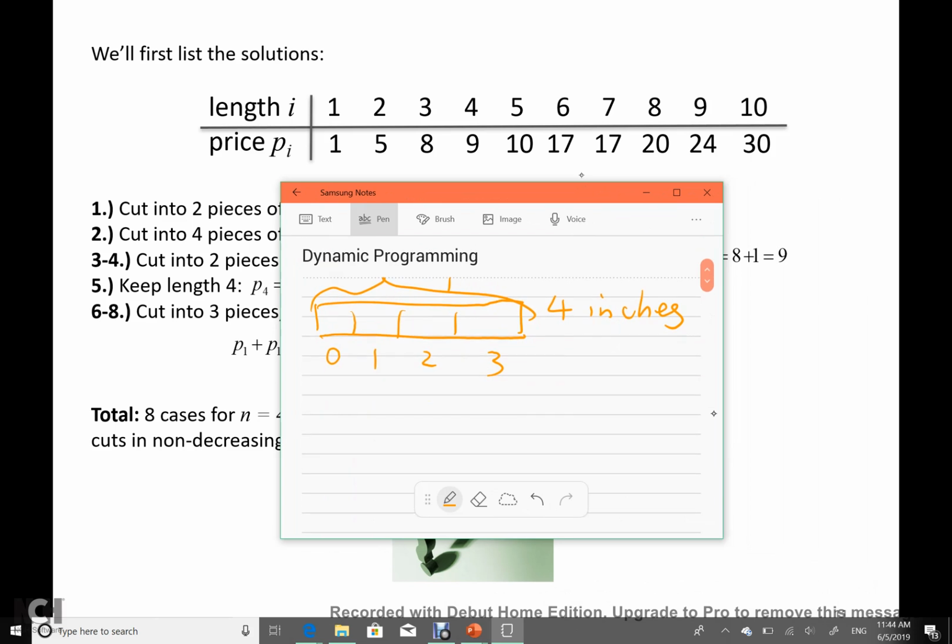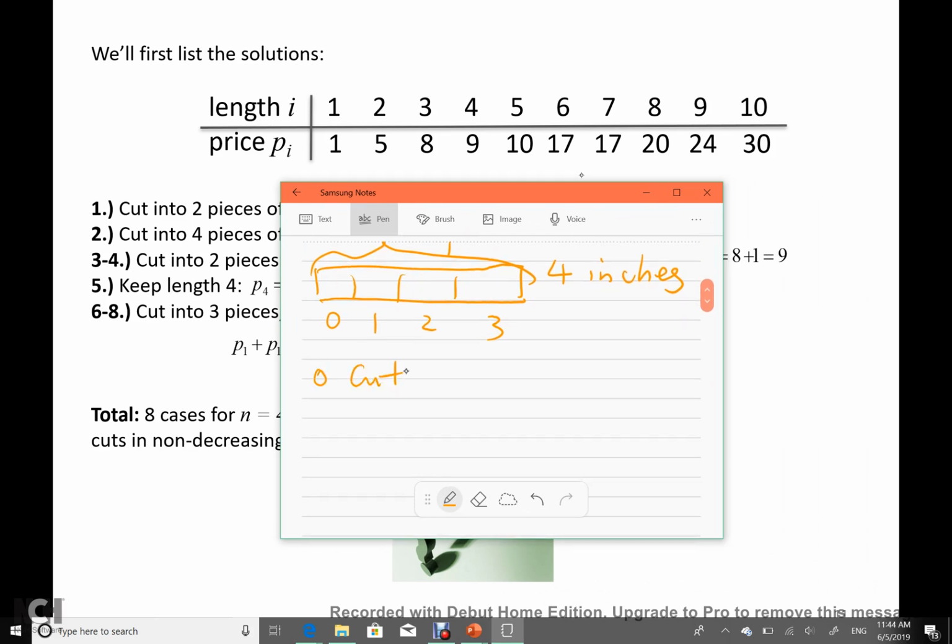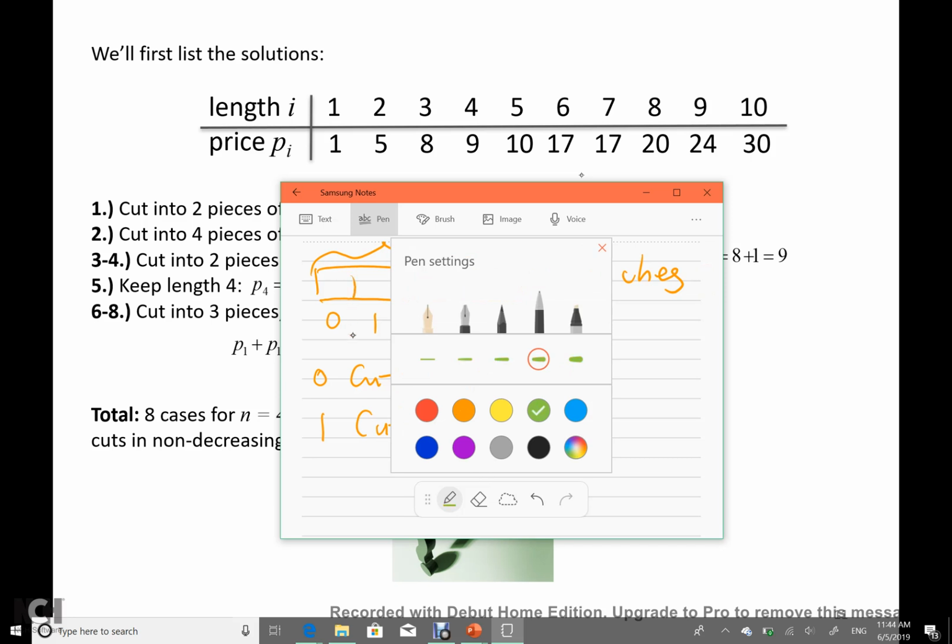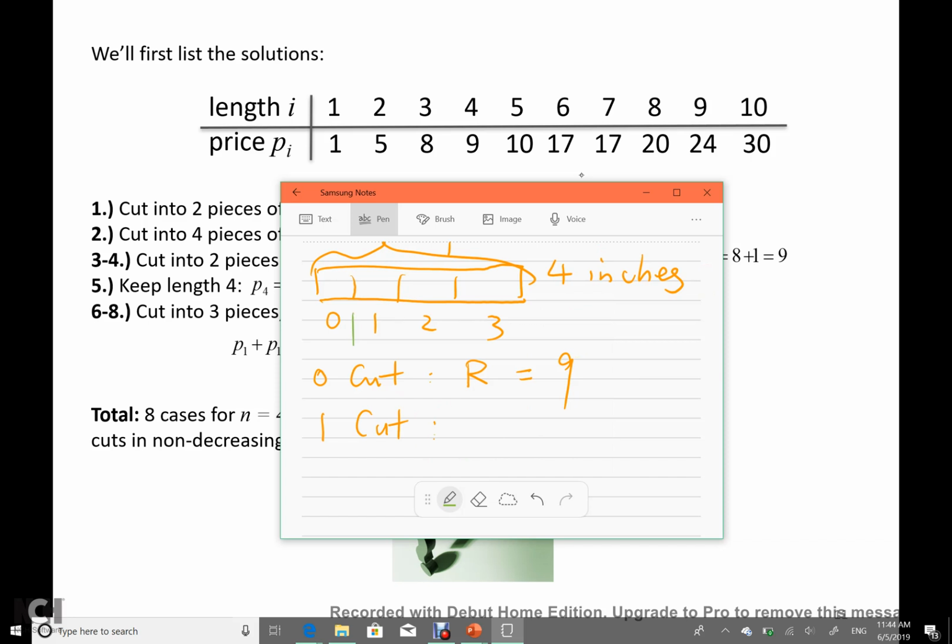Okay, so if we have 0 cuts, no cut, in that case the company will earn the revenue equal to the price of the whole rod. If we have one cut, this one cut could happen in different positions. Maybe we cut here, or here, or here. Depending on the different cut, we have different results. For example, let's say we cut here.